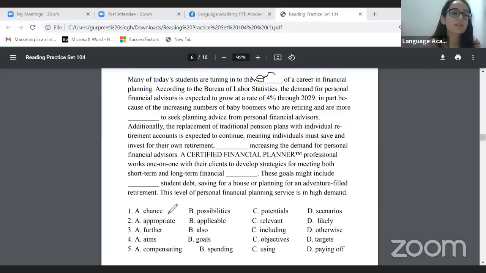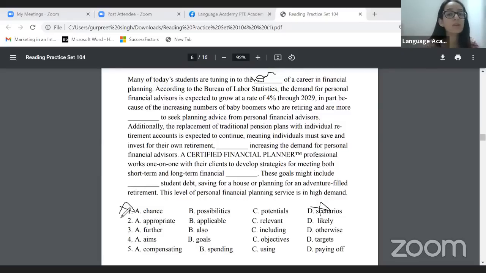Chance of a career? Chance is a very casual word. We generally don't use it in formal written English. And we don't have any scenarios of a career. There can be possibilities of a career. See, most of you have written potentials. Potential is a word that we use for capability. We use potential for "this student has a lot of potential", which means this student has a capability to do something. There cannot be potentials of a career.